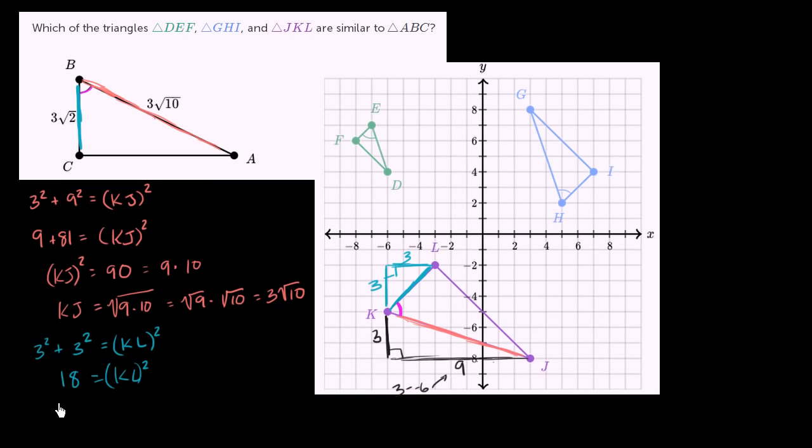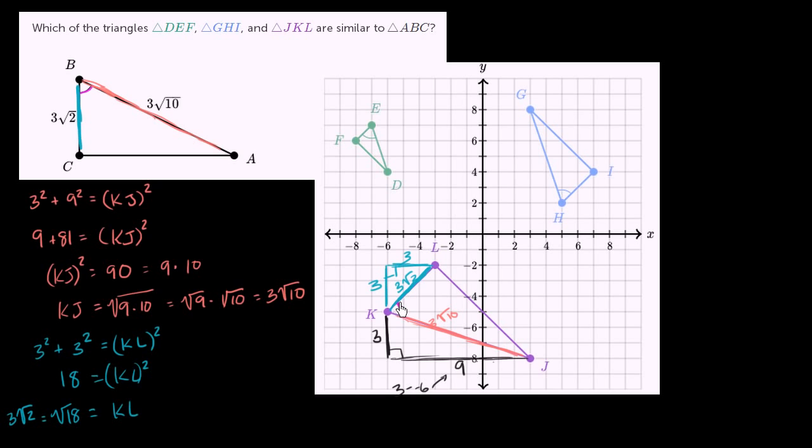So this right over here would be the square root of 8. This is the square root of 18, which is equal to KL. The square root of 18 is the same thing as the square root of 9 times 2, which is just 3 square roots of 2. So this is 3 square roots of 2. This is 3 square roots of 10.